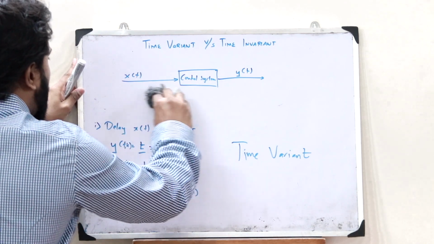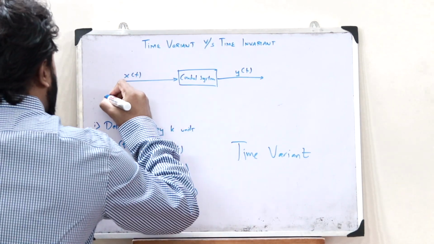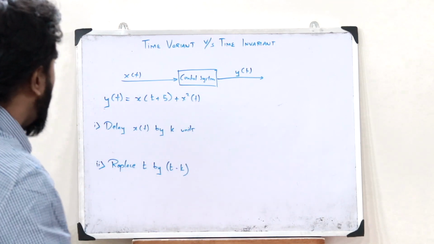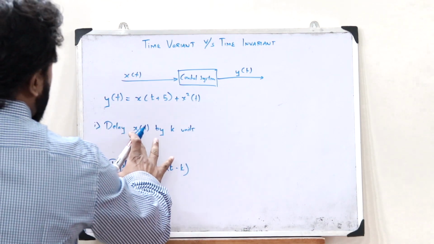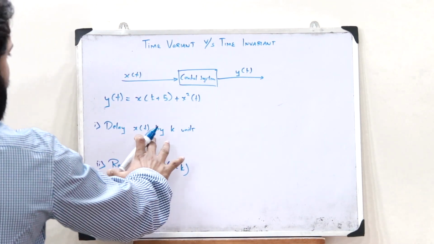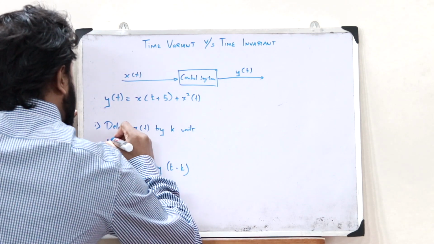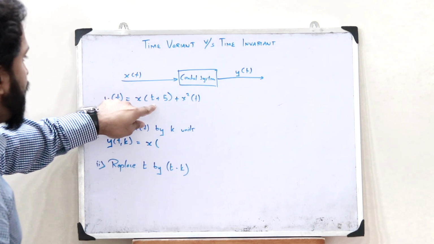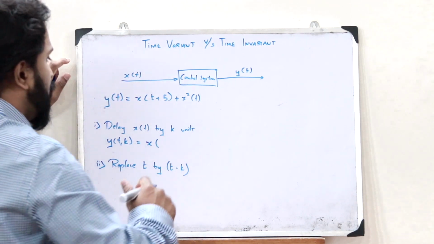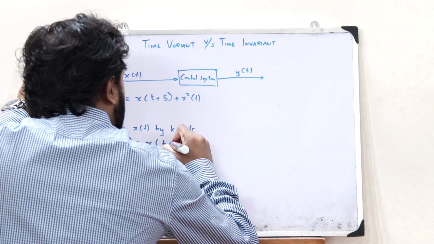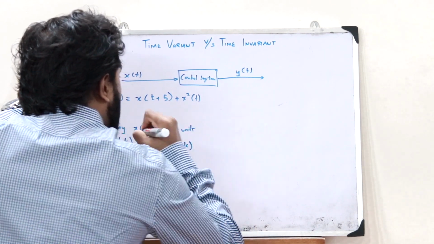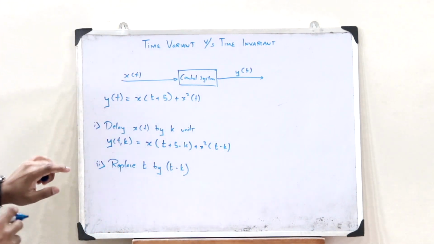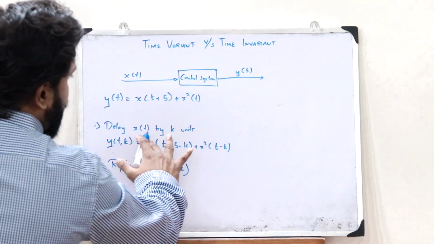So, let's see a bit more complex question. Let's take y of t is equal to x of t plus 5 plus x squared of t. First, wherever we have x of t, we have to delay it by k units. So y of t comma k is equal to x of t plus 5 minus k plus x squared of t minus k. That is what we get when we delay x of t by k units.